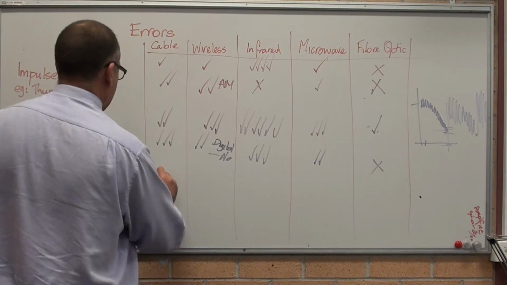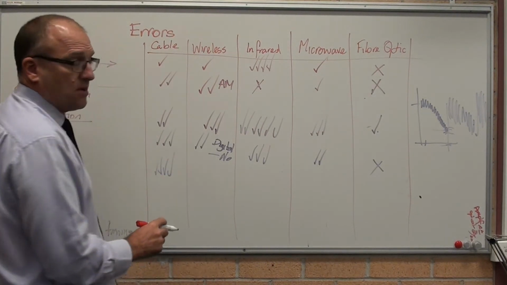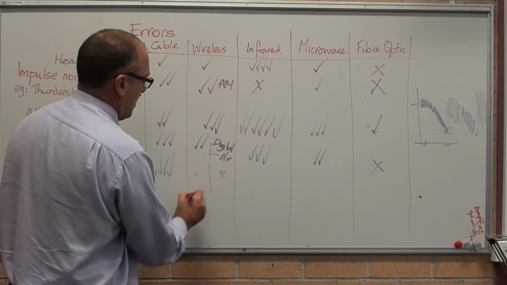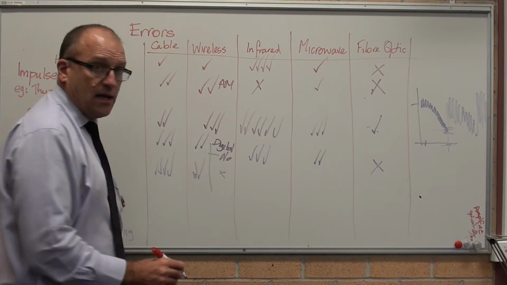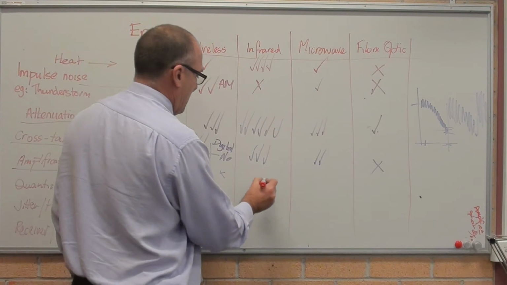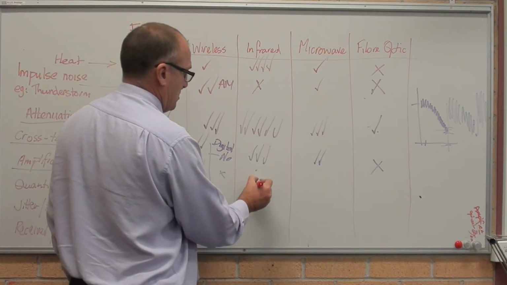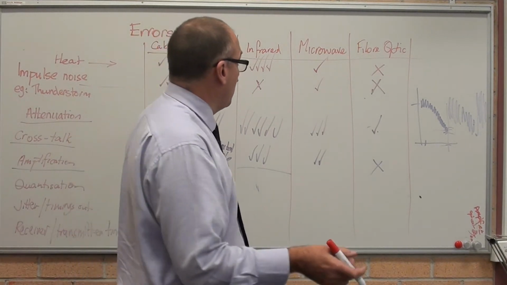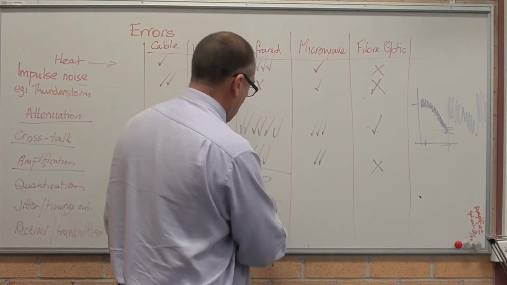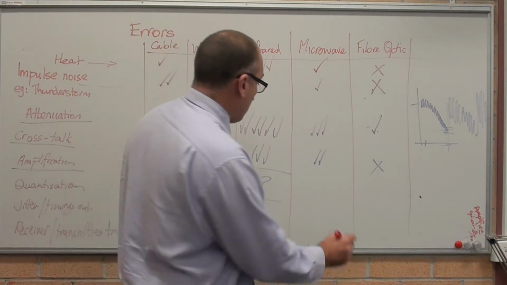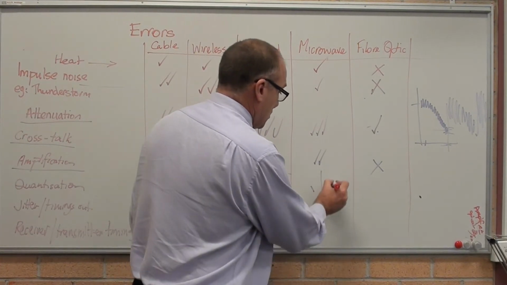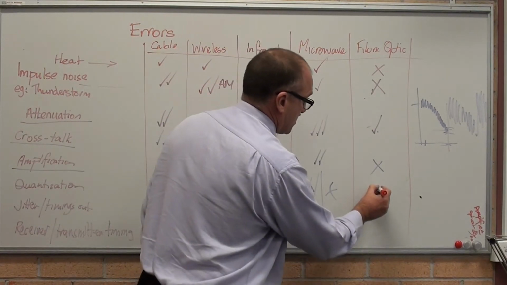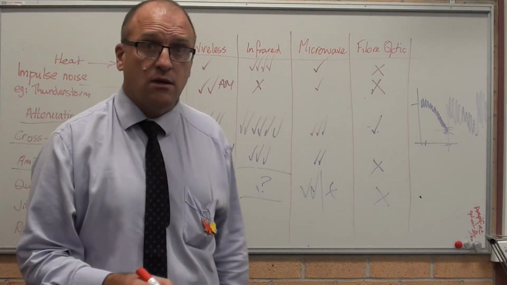So amplification. Cable is massively affected by amplifier noise. Wireless: digital, no. AM and FM, yes. Infrared doesn't exist. There is no such thing as an infrared amplifier. I'm going to put a question mark. Microwave: if it's digital, no. If it's analog, yes. Fibre optics, not affected.